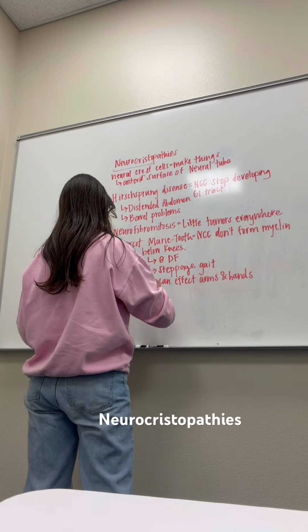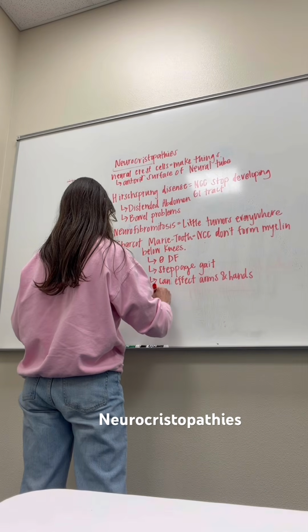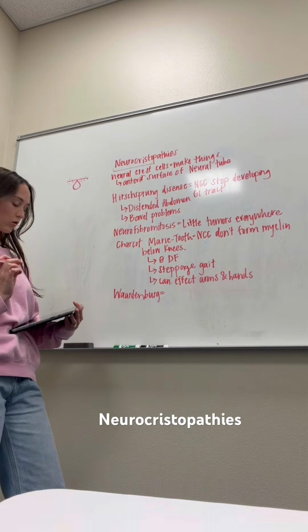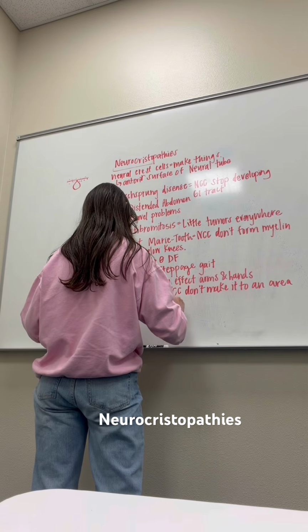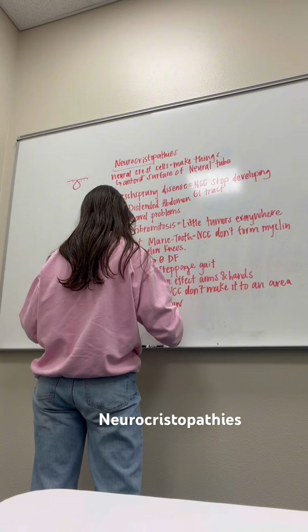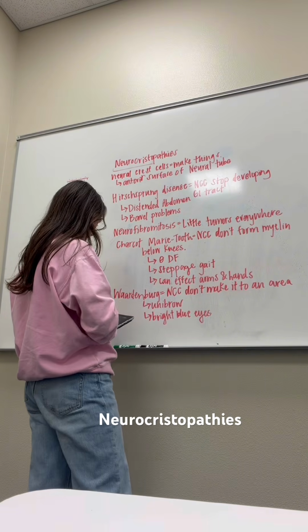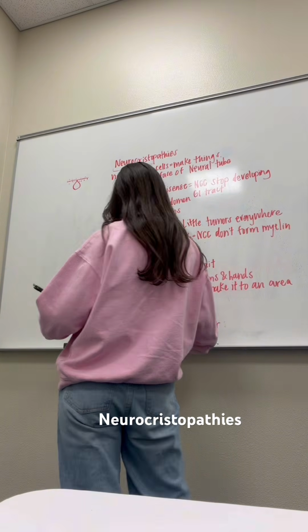And then lastly, we'll talk about something called Waardenburg. So that is when the neural crest cells don't make it to a certain area, and then it can cause lack of pigmentation, sometimes a unibrow, sometimes bright blue eyes. The neural crest cells also have to do with pigmentation and whatnot. It can cause white streaks in the hair, and your ears can even be positioned really low.